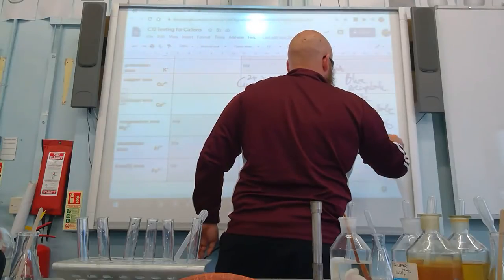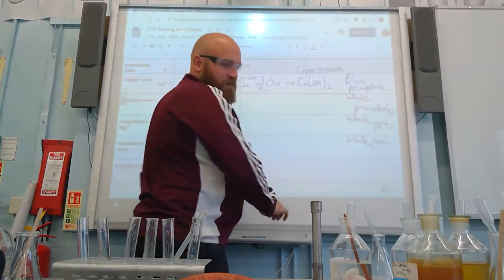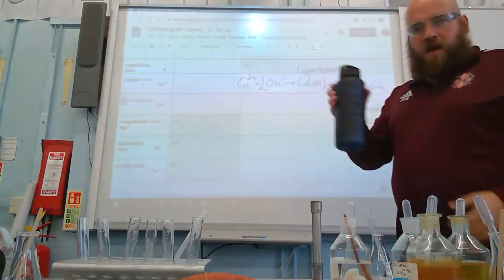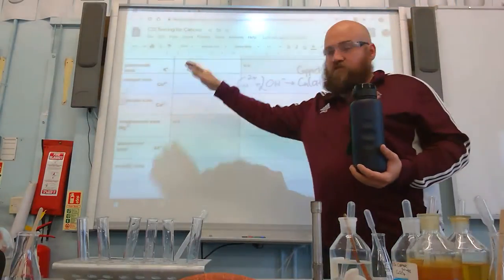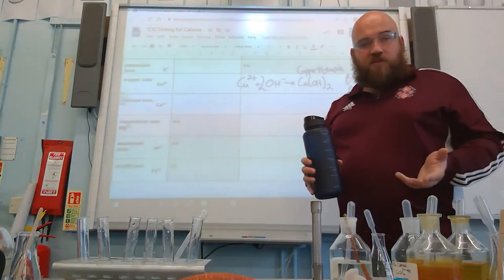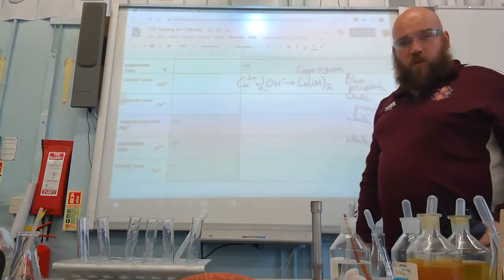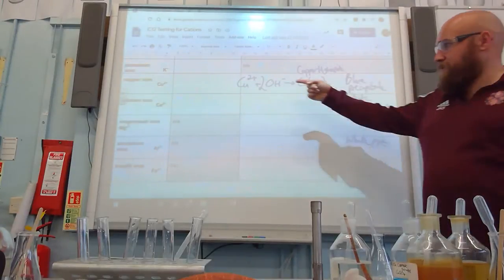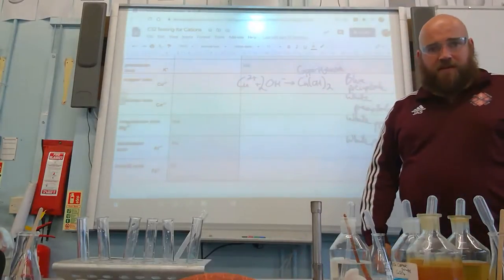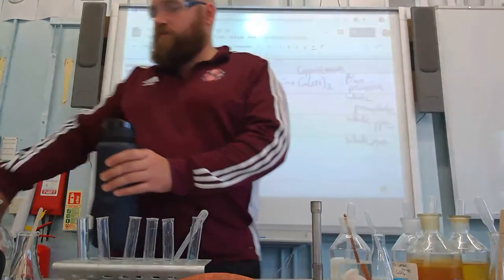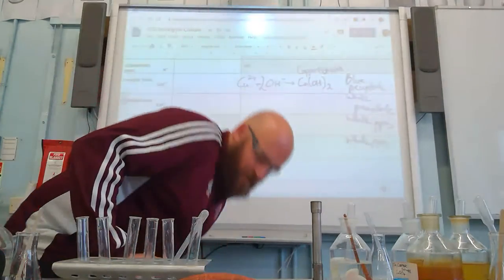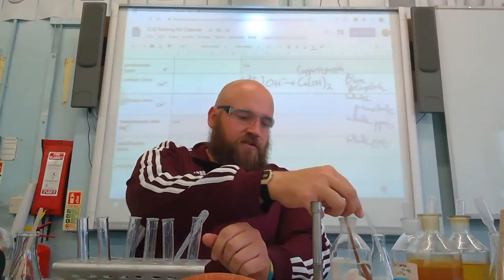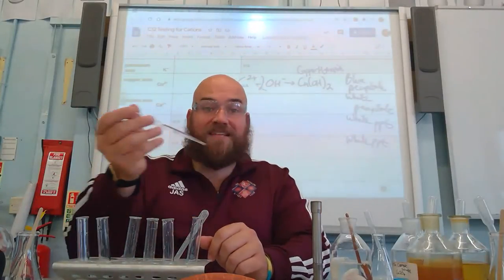Now there's a problem here, because if I wanted to test my mystery solution, this bottle of water, to find out which of these ions are in it. If I add some sodium hydroxide, and I get a white precipitate, there are three that it could possibly be. It could be calcium, could be magnesium, could be aluminium. So how will I distinguish between them? Well, there is something, and hopefully this happens, it's very temperamental, that you can do to cancel out the aluminium.